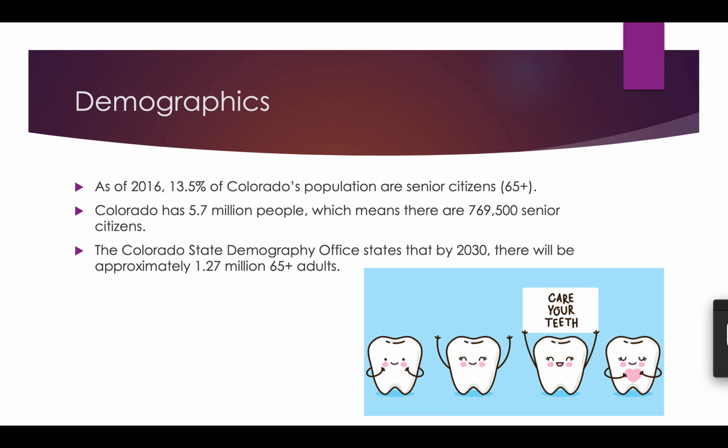So some demographics about the elderly population in Colorado. As of 2016, 13.5% of Colorado's population are senior citizens. Colorado has about 5.7 million people, which means there are approximately 769,500 senior citizens living here. However, the Colorado State Demography Office states that by 2030 there will be approximately 1.27 million 65 plus year old adults. So that's quite the growth in 10 years.